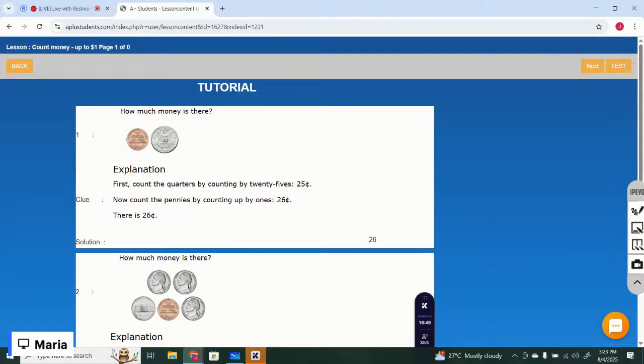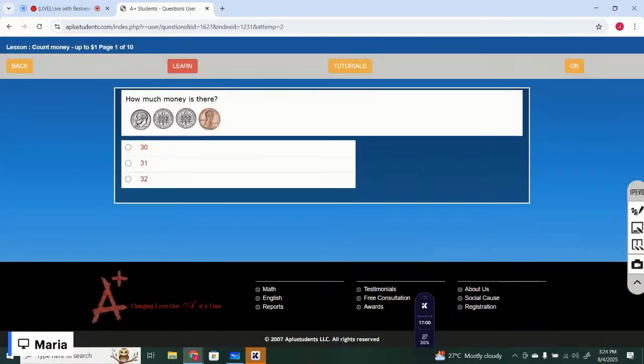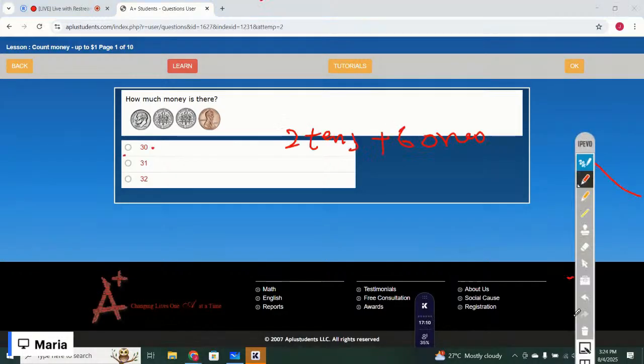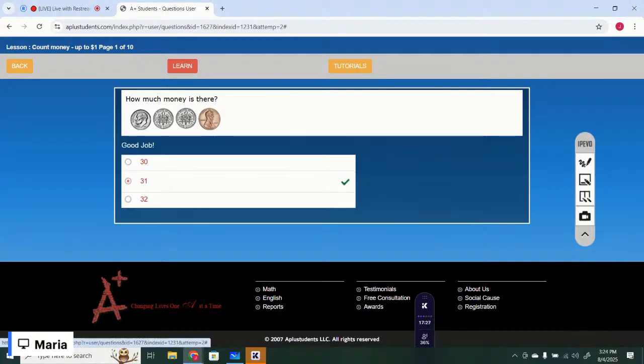Let's just start with the test questions. How much money is there? So we have 1, 2, 3 times, right? We can count times by 10: 10, 20, 30, and 1. 31. The option is option number 2. That is 31 cents. Option 2 is the correct option.